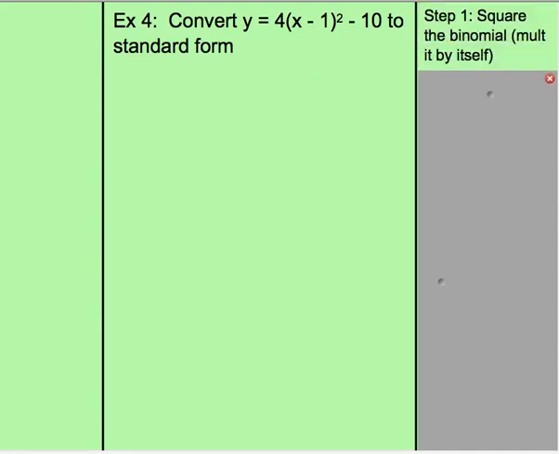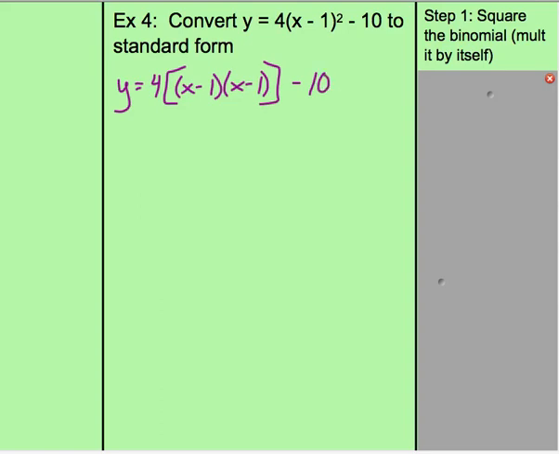Start by squaring the binomial. Remember, exponents come before multiplication, so this time you cannot distribute the 4 into this parenthesis because of order of operations, you square or do exponents before you multiply. So let me show you what this one looks like. I'm going to use brackets to set off my order of operations. I'm going to square my x minus 1, or multiply it by itself, before I multiply by that 4.